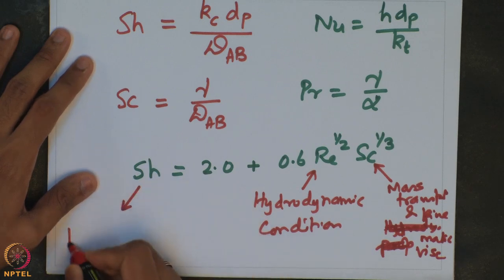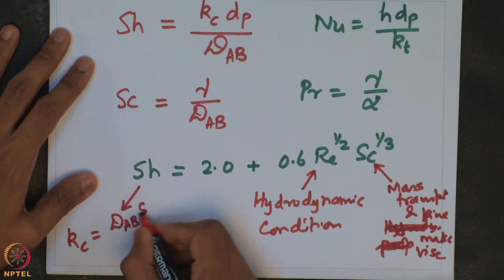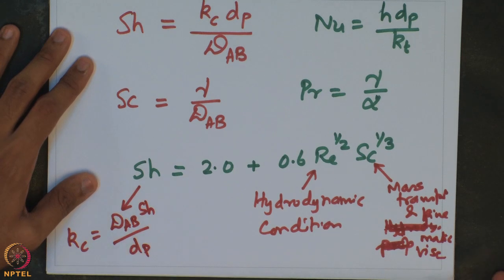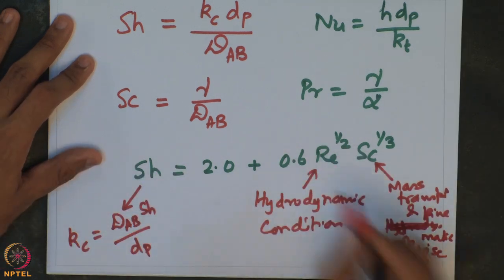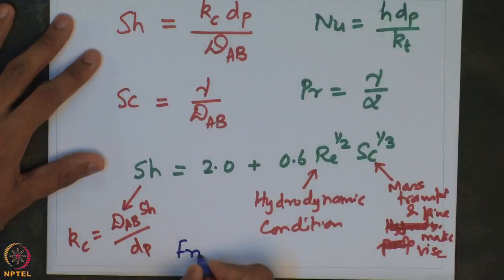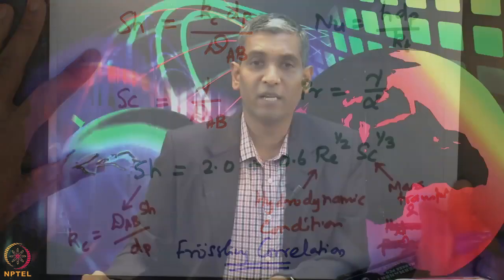So, if we know the Sherwood number, we can find out that the mass transport coefficient is essentially given by diffusivity times Sherwood number divided by the particle diameter. Therefore, from boundary layer analogy, we should be able to estimate the mass transport coefficient for a given hydrodynamic condition once the properties of the system are known. Now, this correlation is what is classically called the Froessling correlation, and we will be using it extensively in the mass transport coefficient calculations for all these problems.